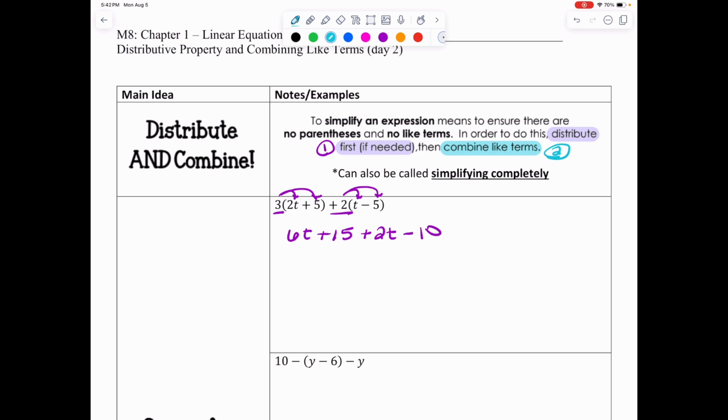Then as step 2, now that the multiplication is done, we want to see if there are like terms that could be combined. I see 6t and 2t, that would be considered like terms. And I see 15 and negative 10. So 6t and 2t would be 8t. 15 and negative 10, or 15 subtract 10, would be positive 5. So that is our final answer. I don't see any parentheses, and I don't see any like terms. And now you can see the order in which they should have been done.